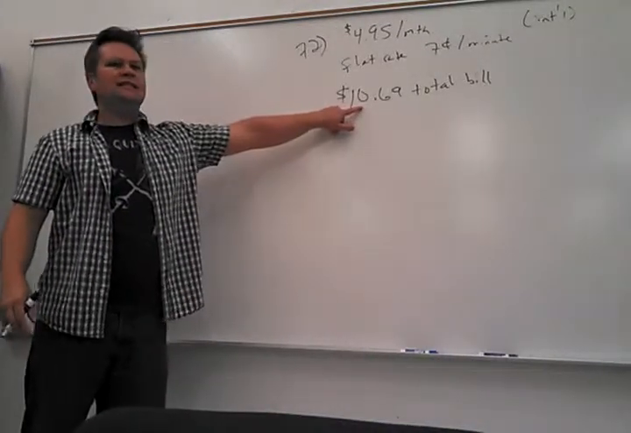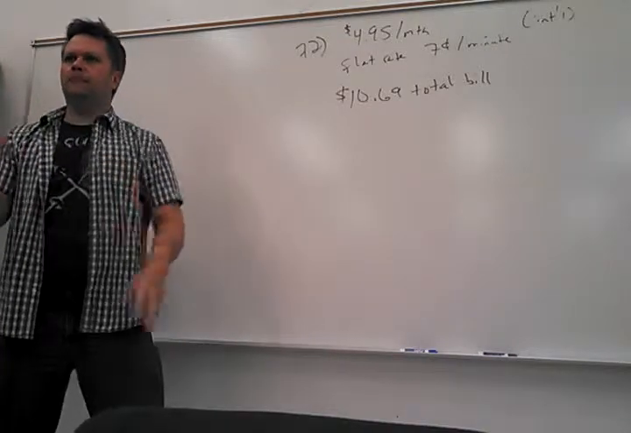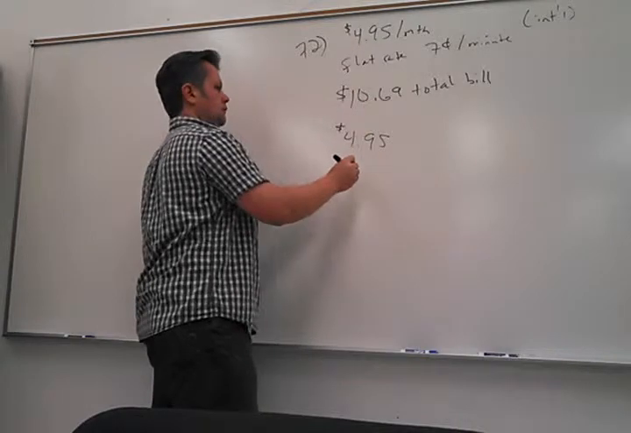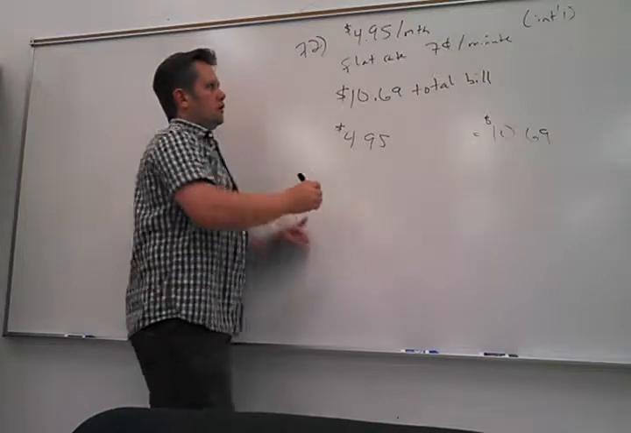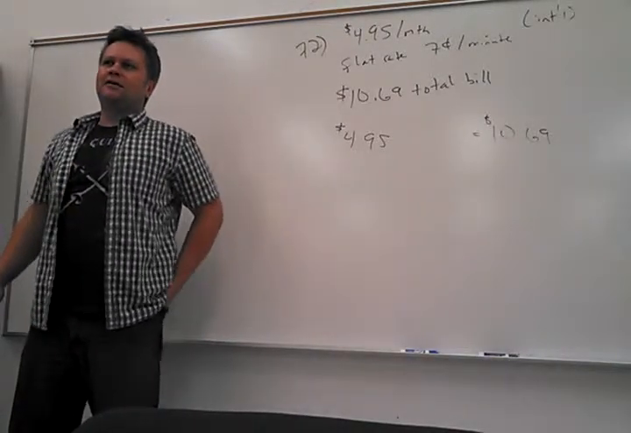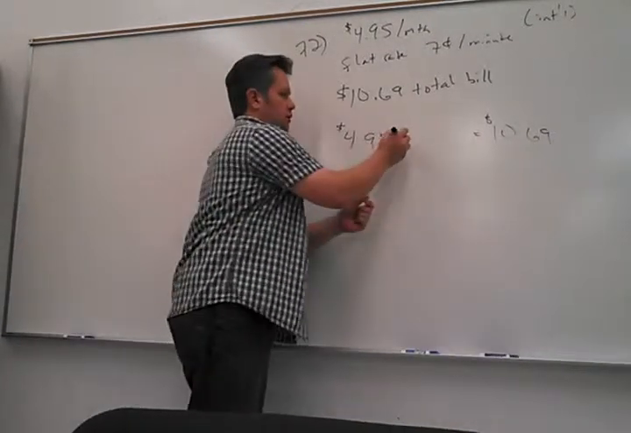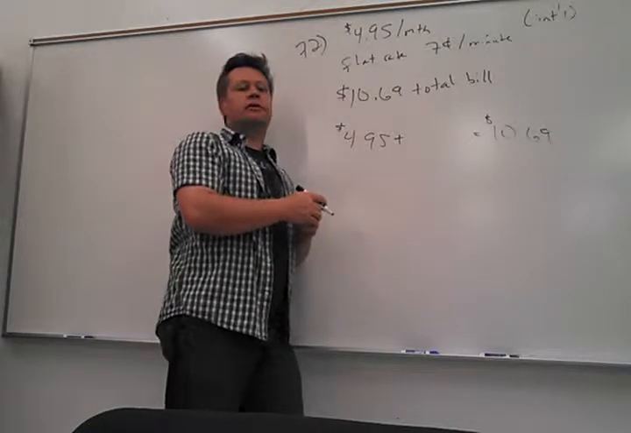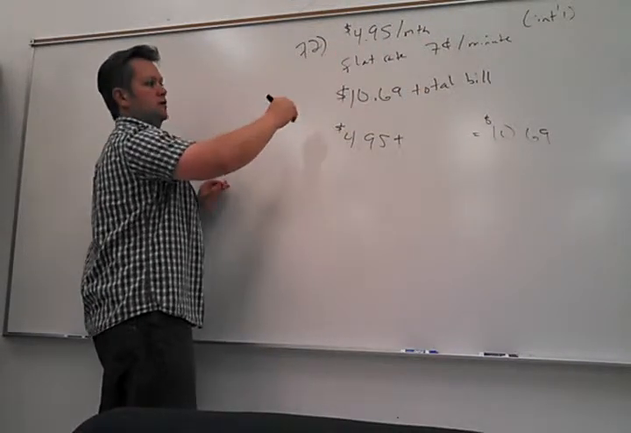So this $10.69 came from what? What do you have to pay no matter what? Yeah, $4.95 just to get you in the door. And how do you get to that $10.69 bill then? Yeah, you have to pay this much, and in addition to that, you have to pay 7 cents per minute. And so what's my unknown here? The minutes.